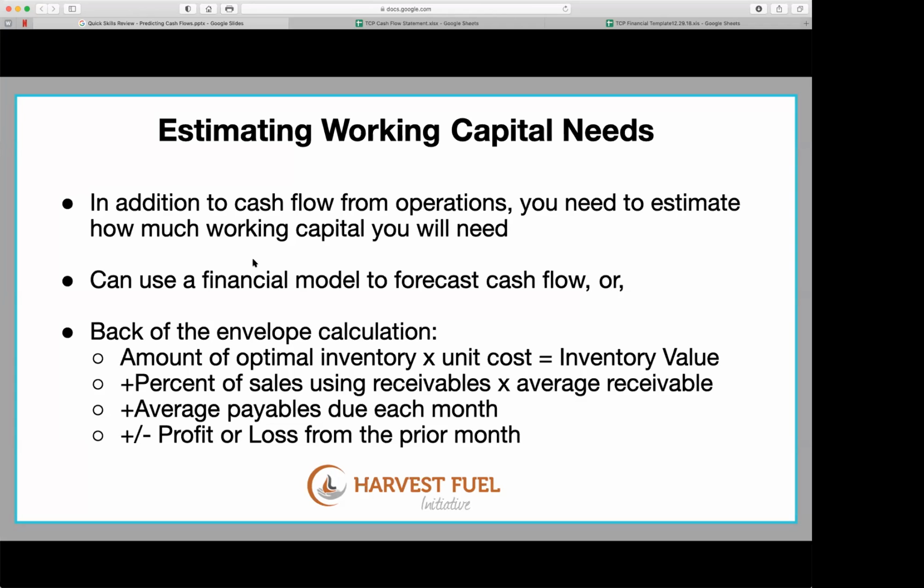So the back of the envelope calculation is basically, you want to figure out what inventory you feel like you need to hold times your unit cost. So most of you have figured out what your unit costs are. If you think about that times your inventory, you don't have to value it at the retail price. You just have to value it at your cost. And then you're going to also add in a percent of sales that you use receivables for.